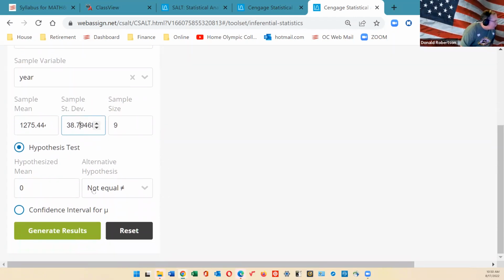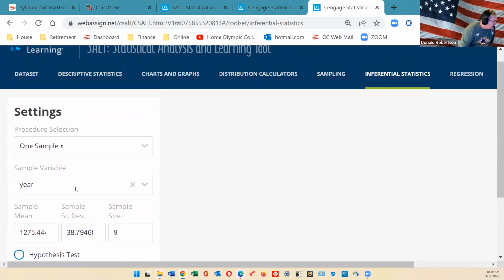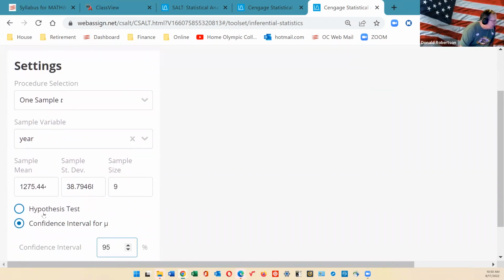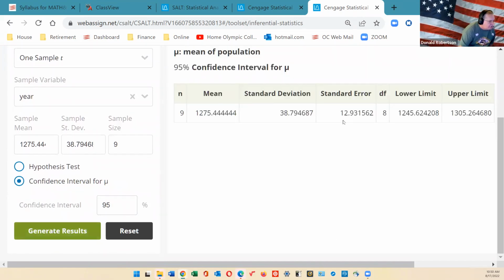Now, I want to do a confidence interval and I want to do a 95. Perfect. So one sample t, use the variable heading. That is here, and basically generate results. So the standard deviation and all the other stuff is here, but the only two we're really interested in are lower limit and upper limit. So the 95% confidence interval would be from this number, 1245 roughly, up to 1305.